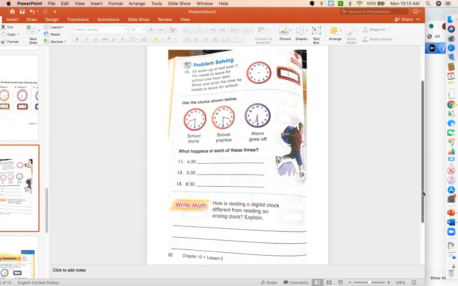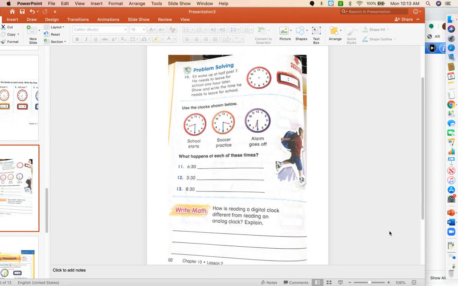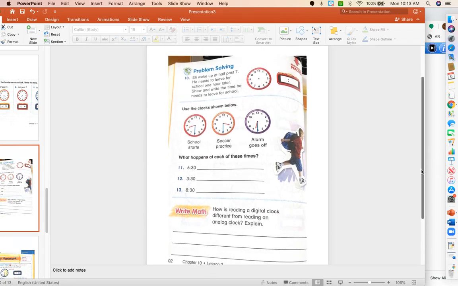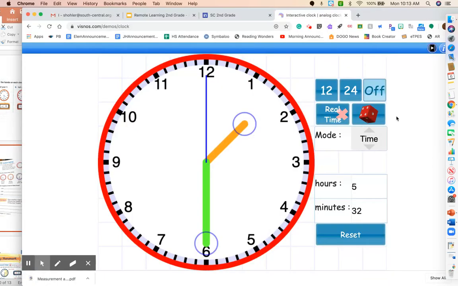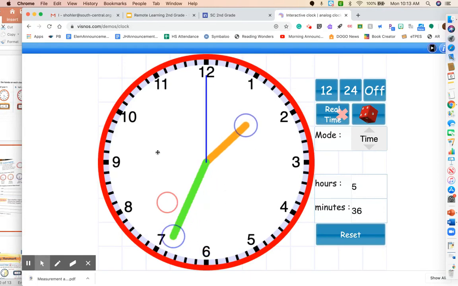So 6:30. Good job. We're going to turn to page number 602. I kind of cut off my 600 here, but it says 602. I have a few problems left. Number 10, Eli woke up at 7:30. He needs to leave for school 1 hour later. Show and write the time he needs to leave for school.